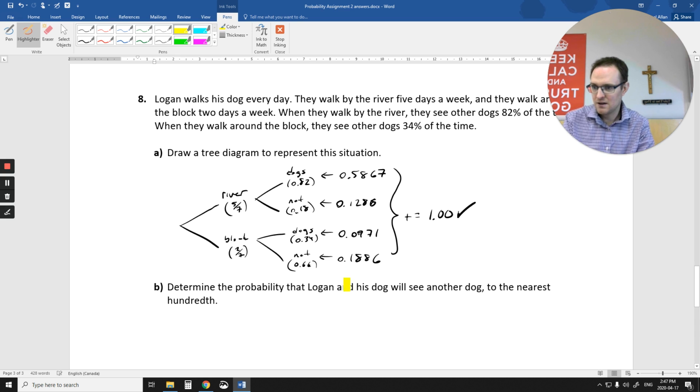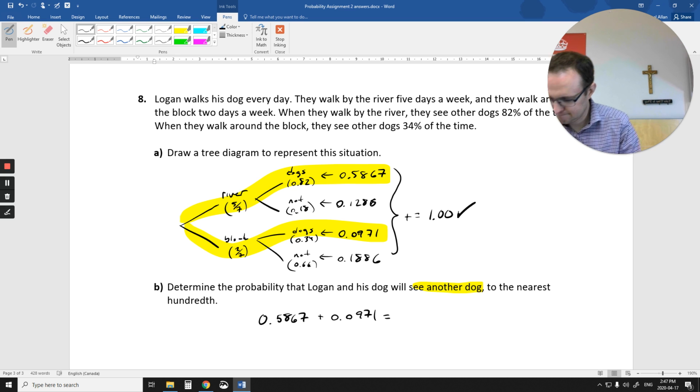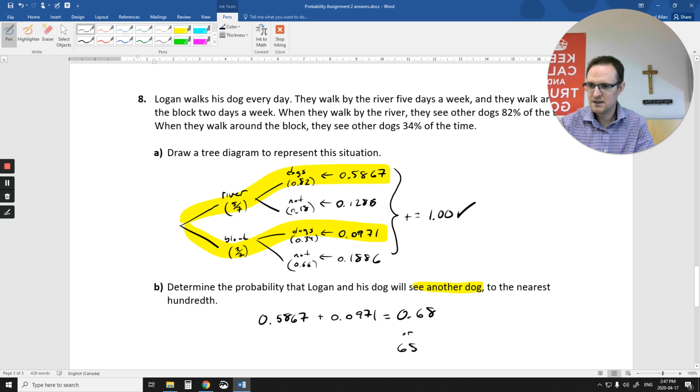Now the probability that you'll see another dog, if I pick a random day, would be this top one and this one added together. So I'm just going to add those two numbers together there. We put this to the nearest 100th, so that's 2 decimal places here. I'm going to add them first. So 0.68, or a 68% chance that he'll see some kind of dog today. It's just some random day.